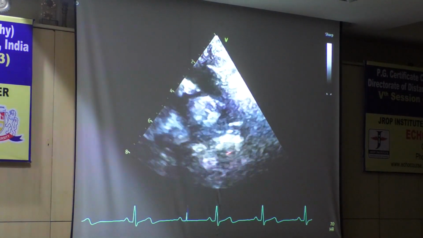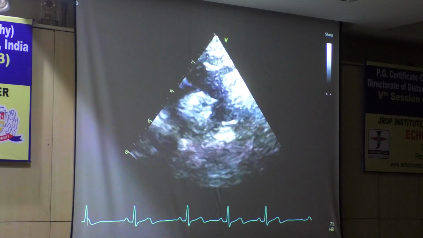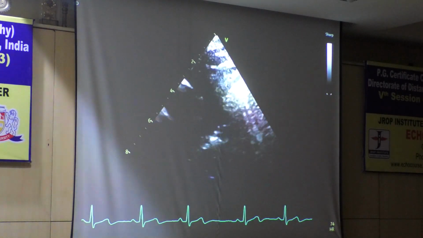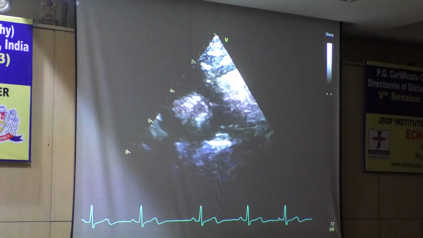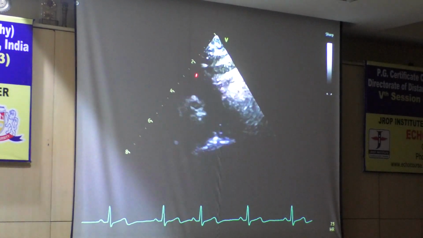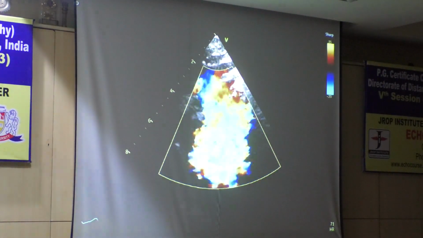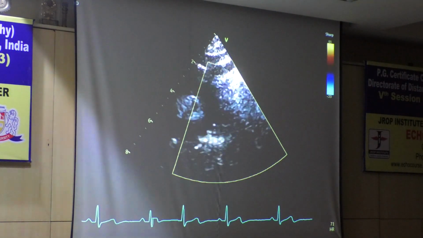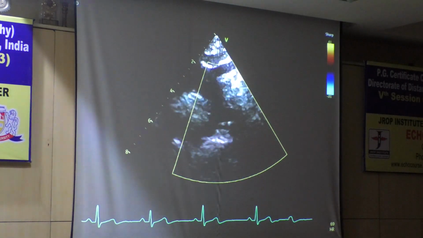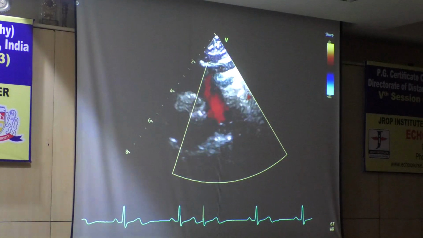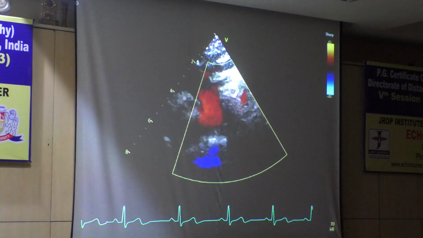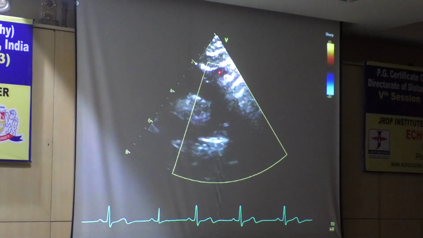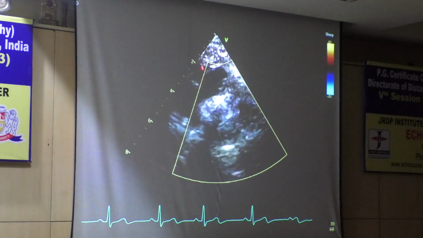What we look at in a suprasternal window, and the most important part of a suprasternal window, is to identify the arteries arising from it. So I'll put on color and try to identify the first artery from the left-hand side. First subclavian, Dr. Neeraj can show the subclavian. Then left common carotid, and then the innominate.